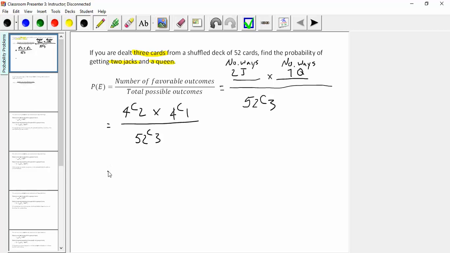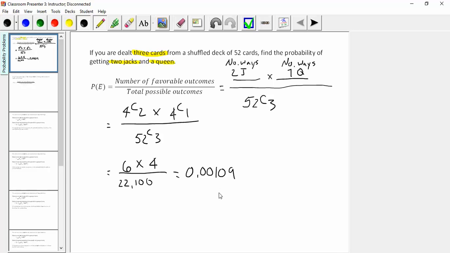All right, so now let's put the numbers in. I ran these already, and 4 combinations select 2, there are 6 ways to do that. And I know if you've got 4 cards and making groups of 1, well, there's 4 of them. And 52 select 3 is 22,100. And so our probability when we do that math is 0.00109.